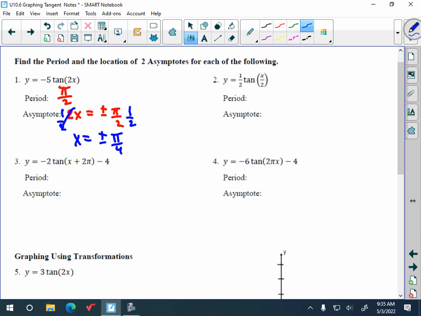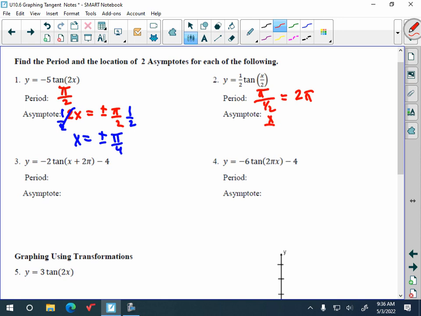That means there's going to be an asymptote at negative pi over 4 and the other one at positive pi over 4. Number 2, period, pi divided by b. So b is 1/2, so be careful. So pi divided by 1/2. We're dividing by a fraction, which means we can multiply by its reciprocal. So 2 pi.